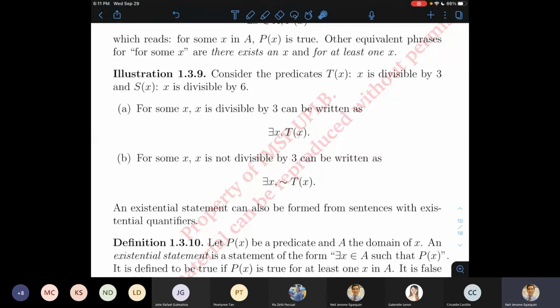Okay? So when you want to say x is divisible by 3, or for some x, x is divisible by 3, you can write it this way. There exists an x such that T of x. Or if you want to say that there exists some x such that x is not divisible by 3, you can write it this way.